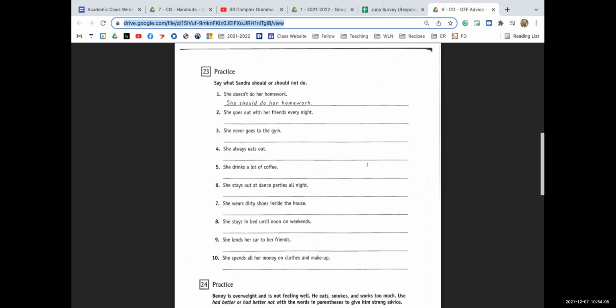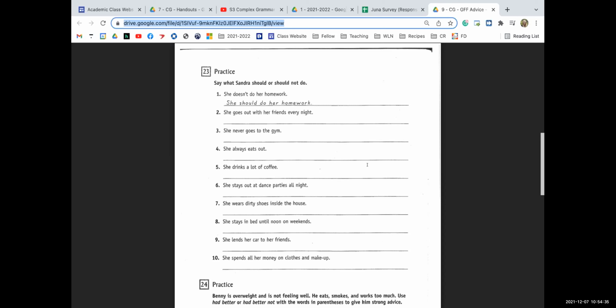Me. She stays in bed until noon on weekends. She shouldn't stay in bed until noon on weekends. And your turn, Voila. Okay. She lends her car to her friends. She shouldn't lend her car to her friends.